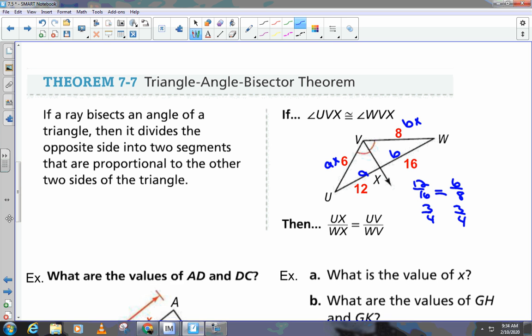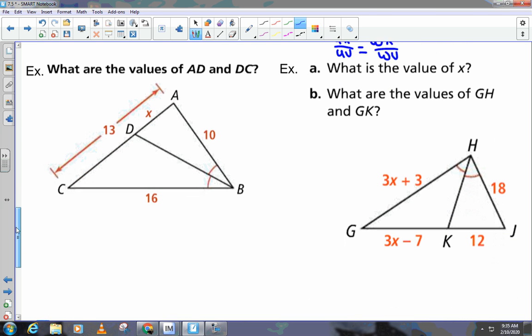Now, I can do left to right, left to right. I can also take this side, UX, is to its adjacent side, UV, and then this side, WX, is to its adjacent side, WV. That would work also, either way. Okay, so we need to do a couple of examples here.